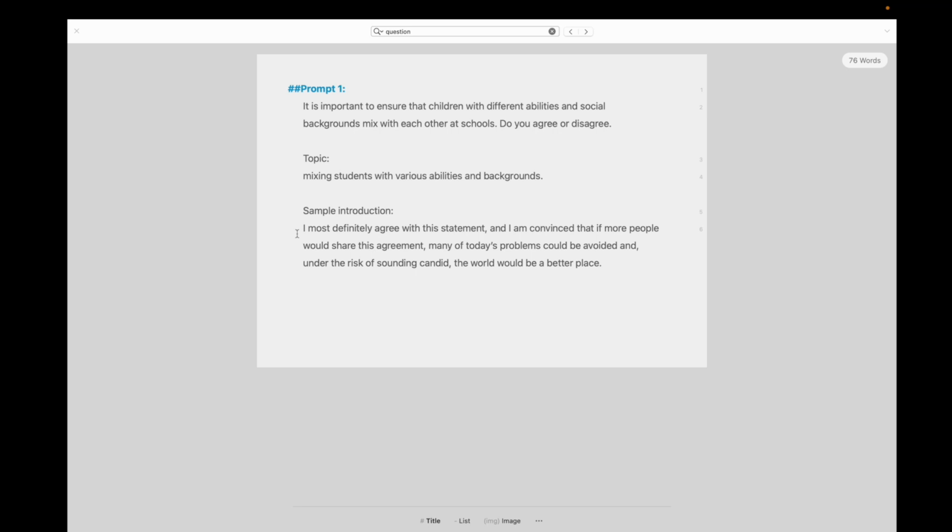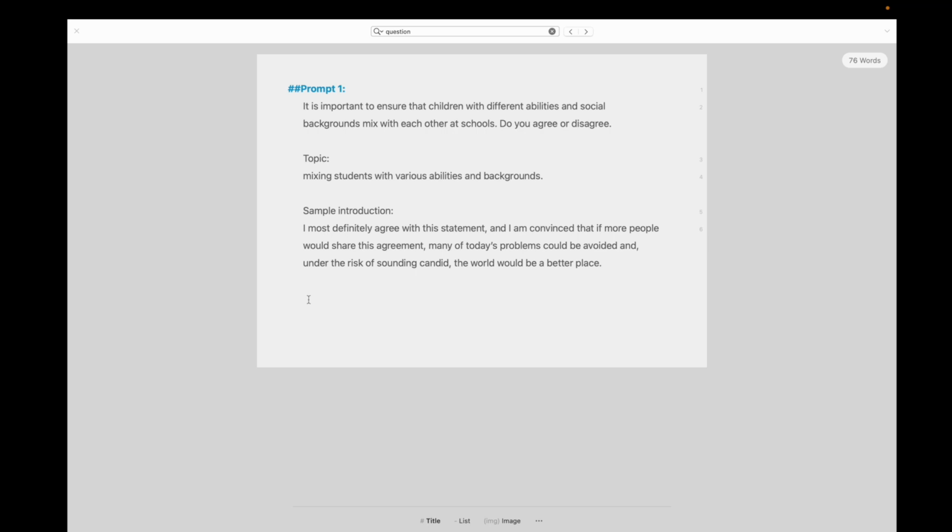I most definitely agree with this statement, and I'm convinced that if more people shared this agreement, many of today's problems could be avoided, and at the risk of sounding kind, the world would be a better place. So think about it. What kind of grade would you give this student? What do you think? Well, according to the British Council, it's rubbish.